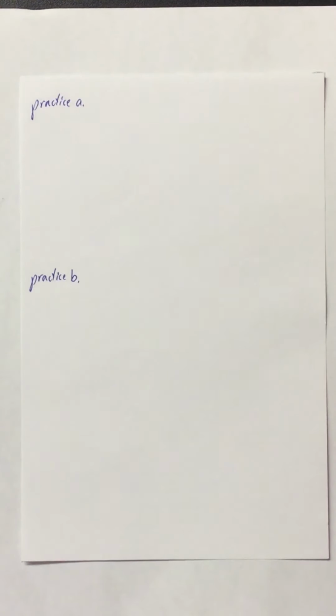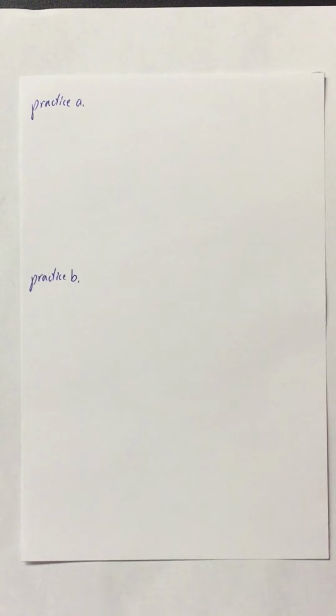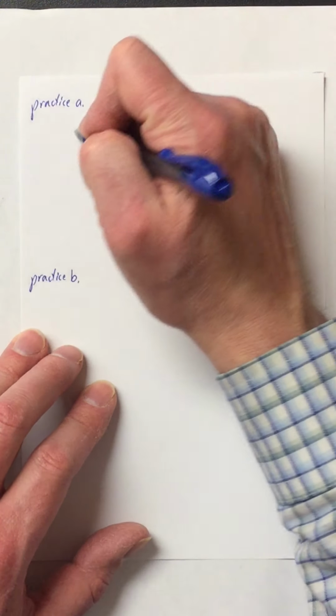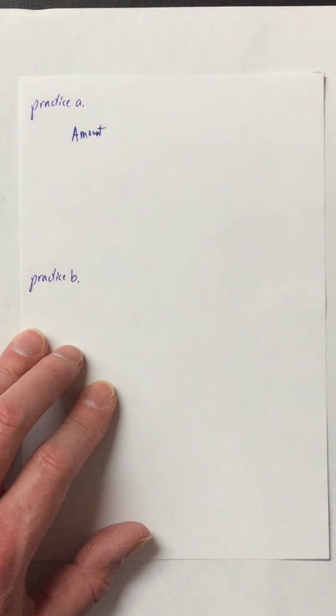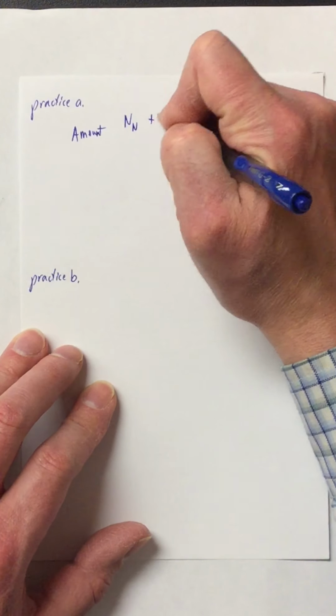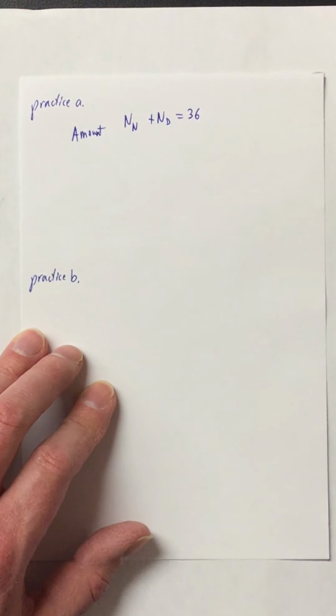Okay, practice problem A. Ahmad and Regina have 36 coins that are nickels and dimes. All right, so as we see that there, let's start off with our equation that talks about amount. In amount, we have number of nickels plus number of dimes equals, and we have 36 total coins.